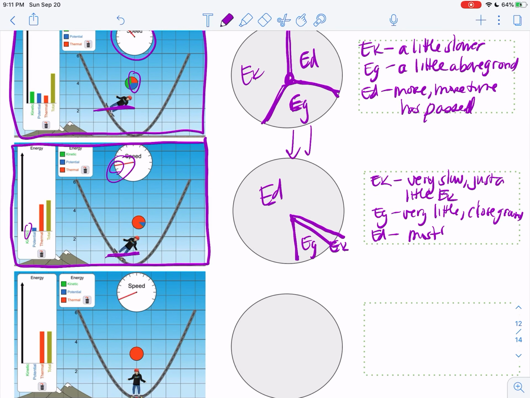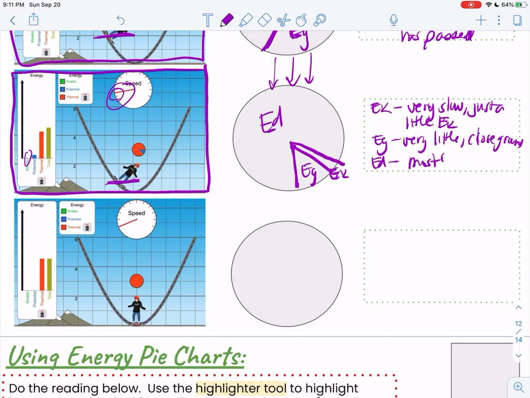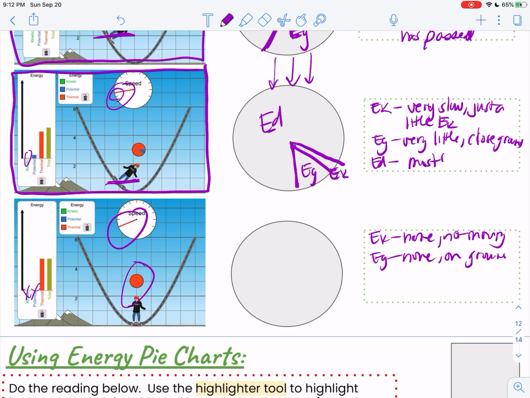So this has probably been a pretty decent amount of time between these two state diagrams. Eventually the simulation's going to keep running until he has no speed. No EK, he's not moving. EG, none, he's not above the ground anymore. So none, none, and the rest of the whole pie has to be dissipated.